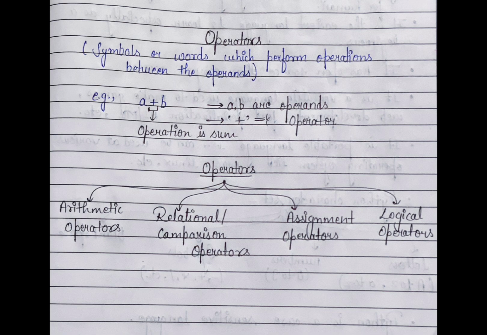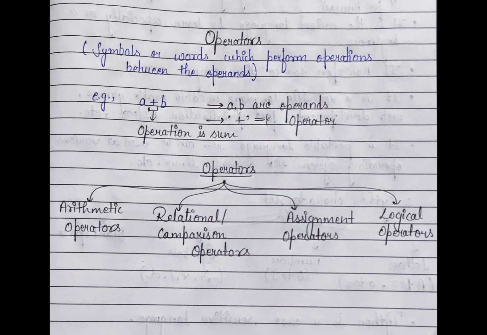Here I have taken the example a plus b, where you can see that the plus is the operator which performs the operation of addition, and A and B are the operands because A and B are taking part in the addition.